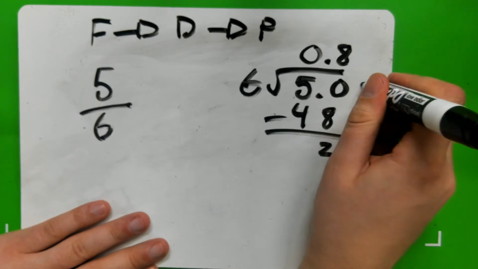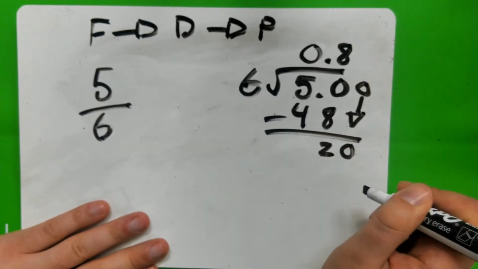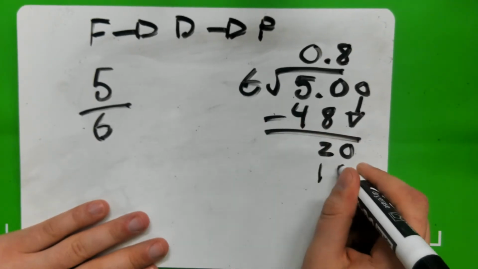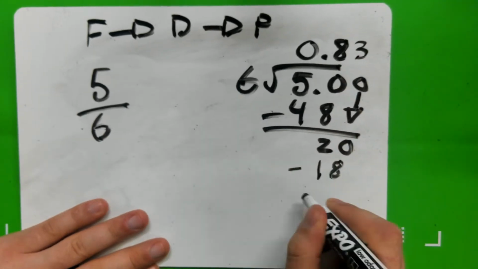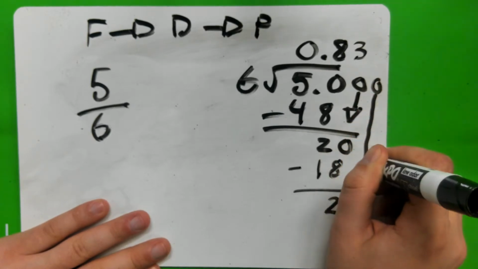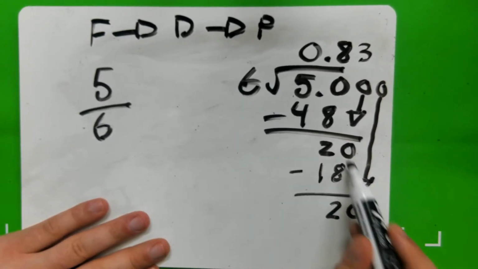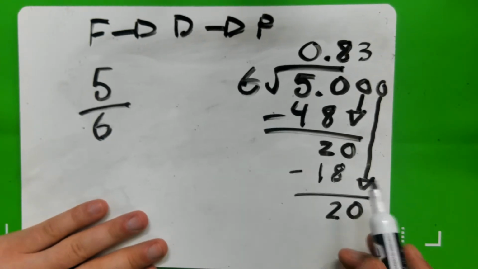Okay. And now if I bring down a 0, I get 20. All right. 6 goes into 20 3 times, as it's 18. That's a 3. And I subtract it. 20 minus 18 is 2. Bring down my 0. Uh-oh. You might notice a pattern. It's about to start. Anytime you have the same number come up twice in a row, that means we're about to start a pattern.